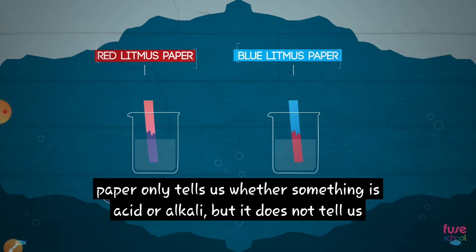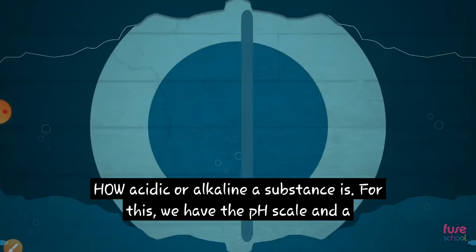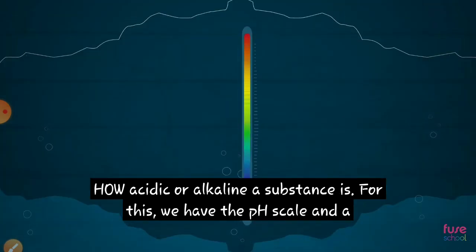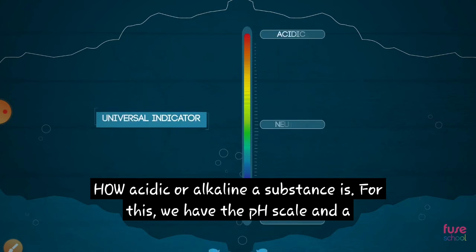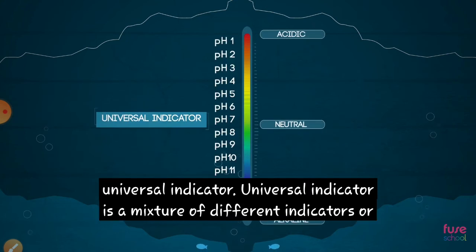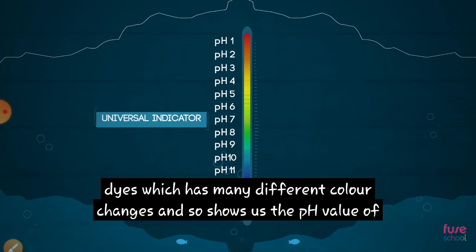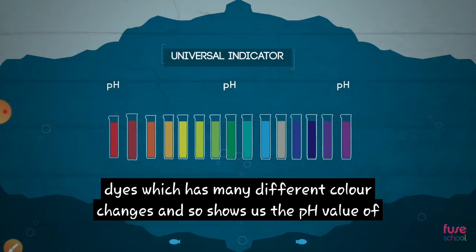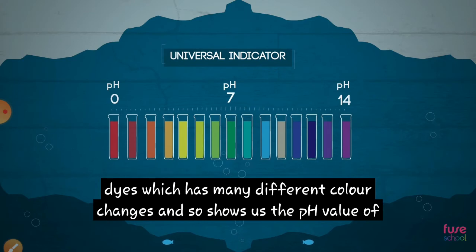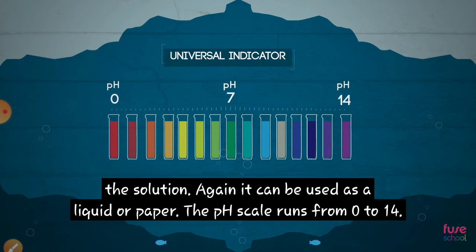However, litmus paper only tells us whether something is acid or alkali, but it doesn't tell us how acidic or how alkaline a substance is. For this, we have the pH scale and a universal indicator. Universal indicator is a mixture of different indicators or dyes which has many different color changes and so shows us the pH value of the solution. Again, it can be used as a liquid or a paper.